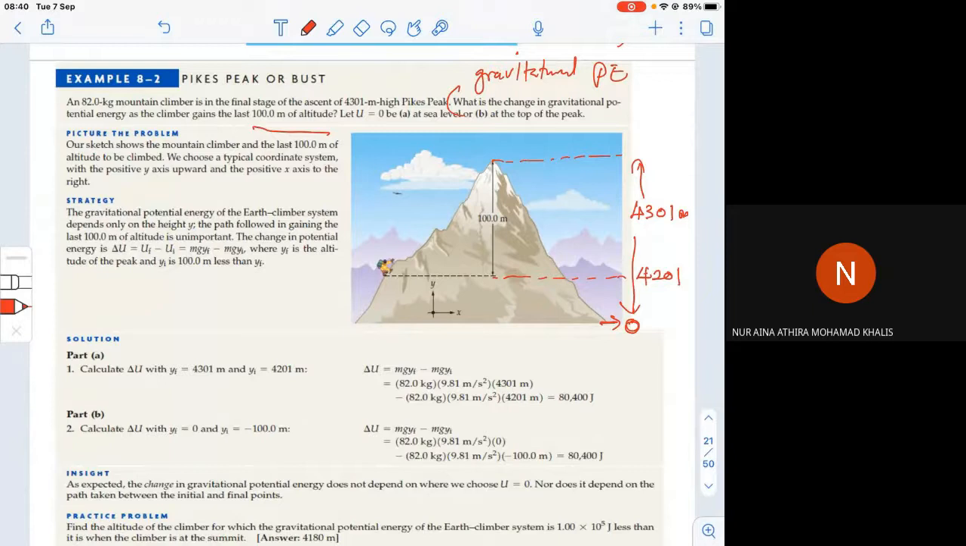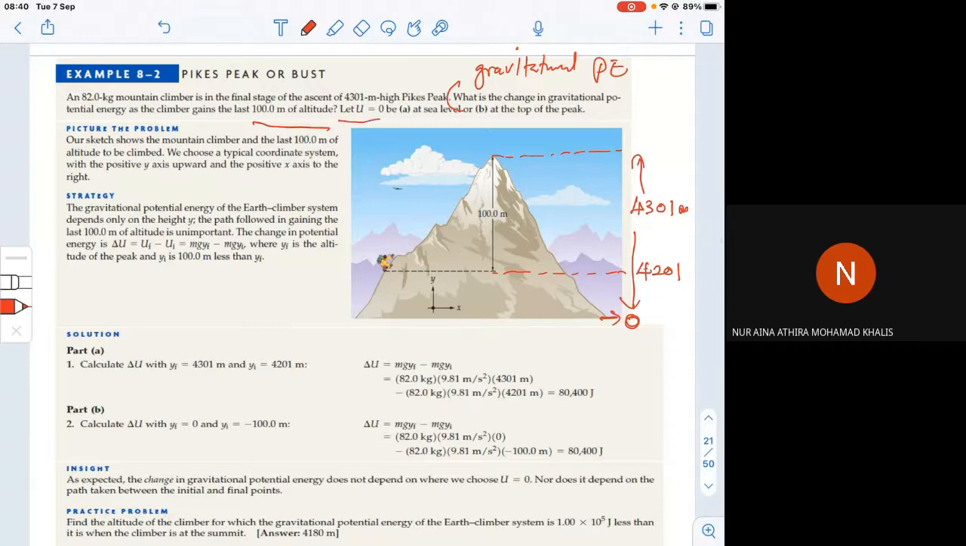Okay, 4,201. Let's look at the example, the question: let U equal 0. There are two situations. Number one, let U equal 0, that means potential 0 at sea level. Either it is at sea level or at the top of the peak. So we need to consider two situations.